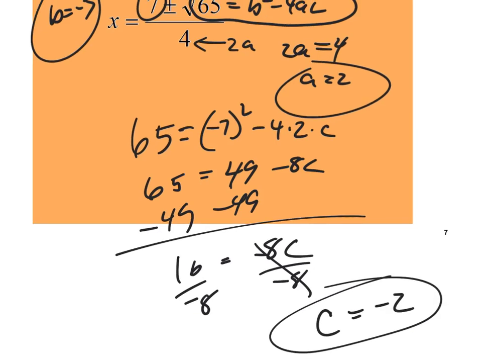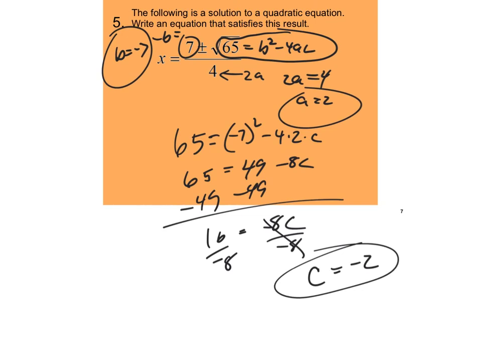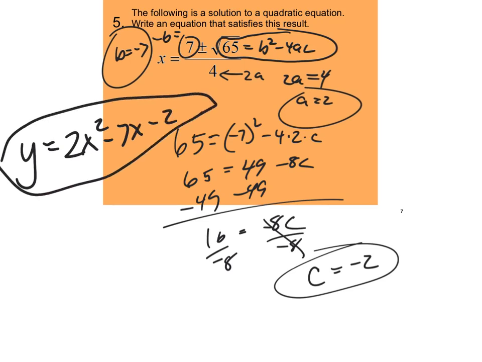So we know a, b, and c now. Is that the answer? Well, actually, you got to write the equation. Y equals, and then a was 2. B was negative 7. So I shouldn't say plus negative 7. That's going to be kind of clunky. I'll just say minus 7x. And then c was negative 2, minus 2. There's the equation I built. All right.